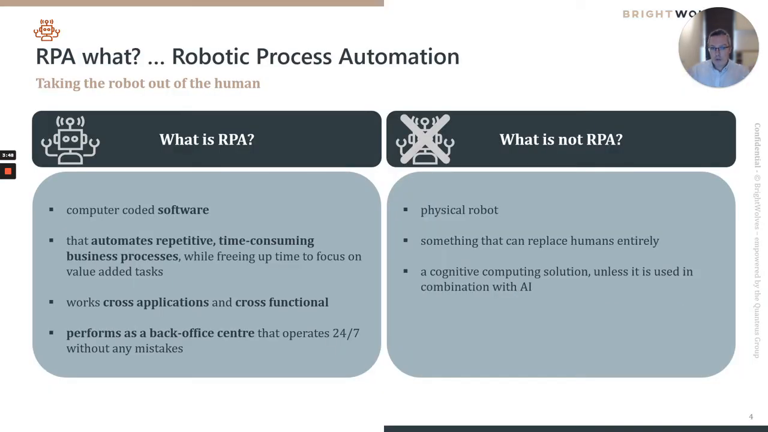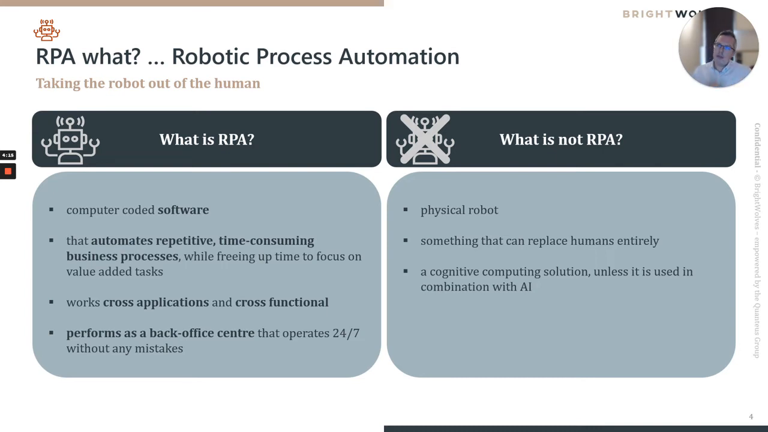Robotic process automation, unfortunately, is not a physical robot that's going to sit next to you and bring you some coffee or anything. We're really talking about software that automates repetitive, time-consuming business processes. So you can compare it with what you're doing: wherever you type text, wherever you click, wherever you copy paste, that can also be taken up by the robot.